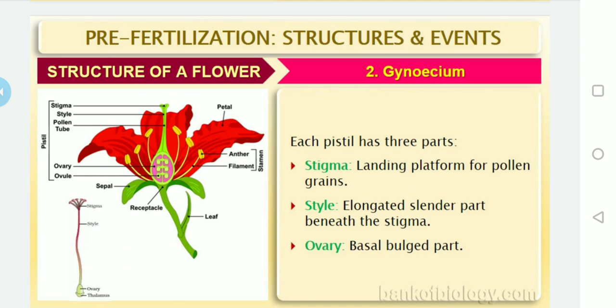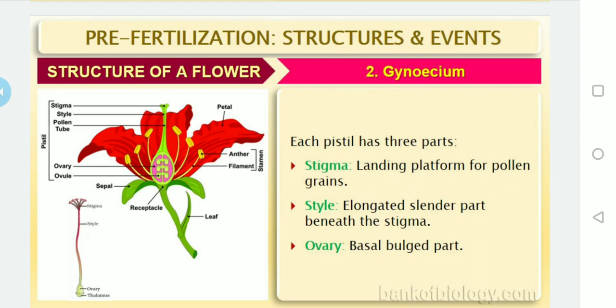As I said in the beginning, each pistil generally consists of three parts: stigma, style, and ovary. The stigma is the landing surface, or landing platform, for pollen grains, where they start to germinate. The style is an elongated, slender part beneath the stigma, and then there is a bulged basal part. We can find a number of ovules there. The ovules may be few to many, and the number varies from one species to another. Got it? So this is the structure of the gynoecium.